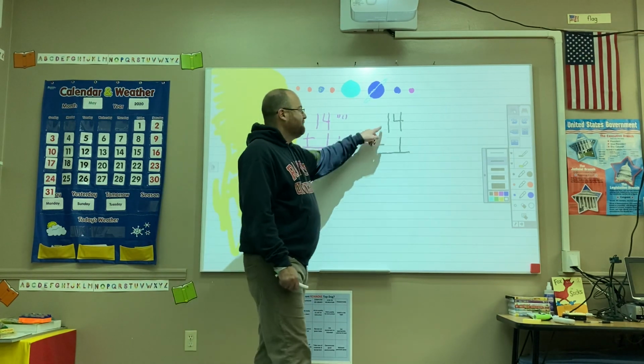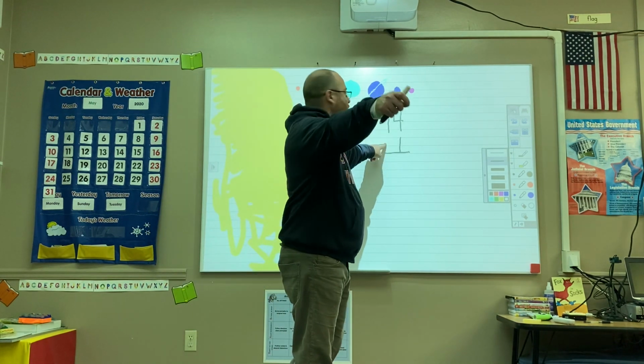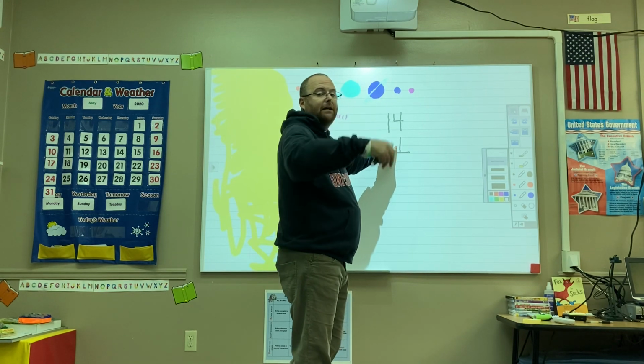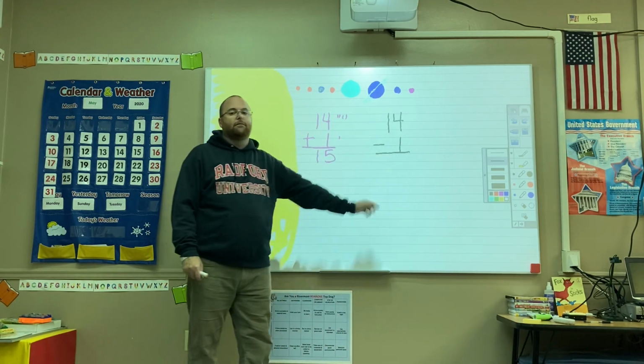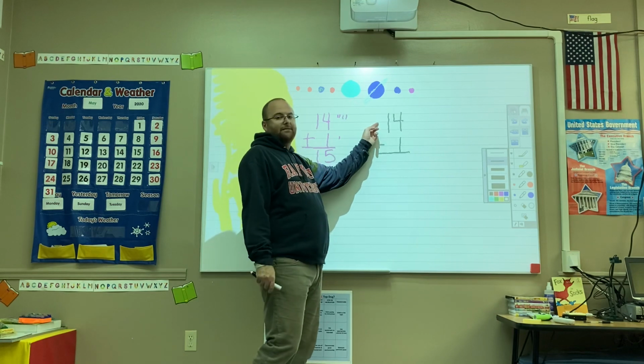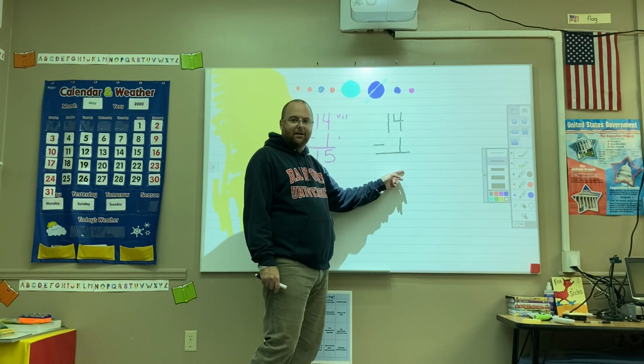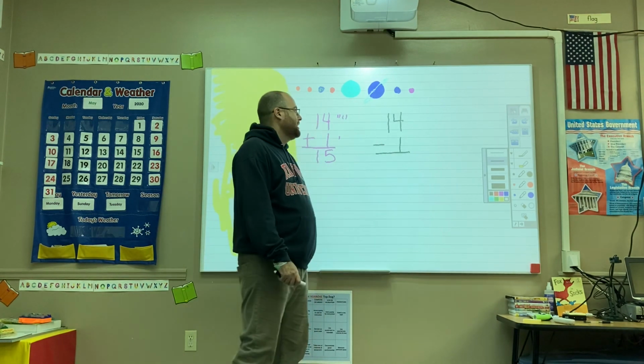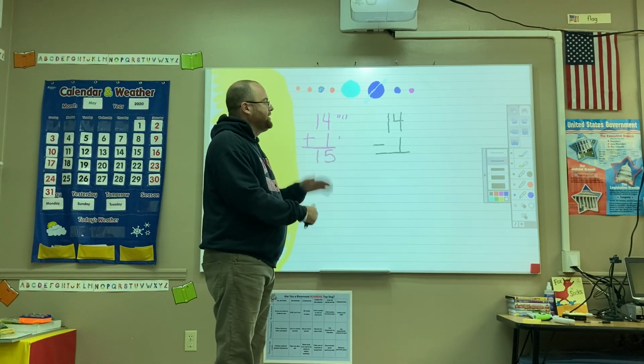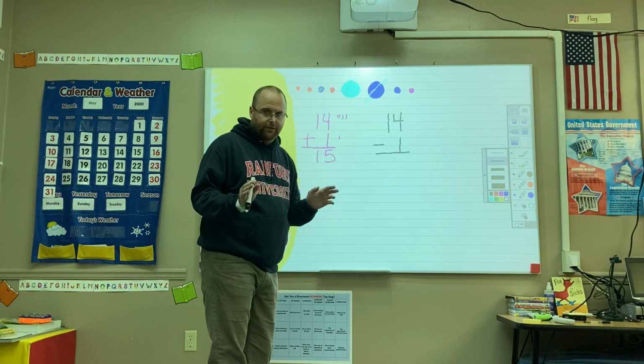All right? We got 14 video games. We give 1 away. How many games do we have left? Right. 14 pizzas. I ate 1 of them. How many pizzas are left? Let's find out. All right? Let's find out. How do we do that? Well, we'll start with this.